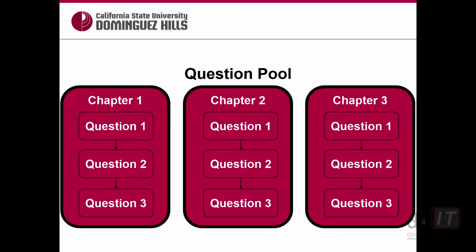Now in this slide, this is basically a visual overview of what a question pool can be. So in this example, you can say that these blocks right here, let me go ahead and grab the mouse, you can say this right here is a container or a question pool that contains questions for chapter 1. This section has questions for chapter 2. And the same thing for chapter 3.